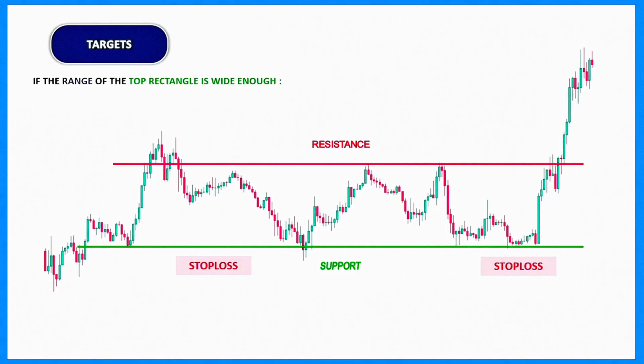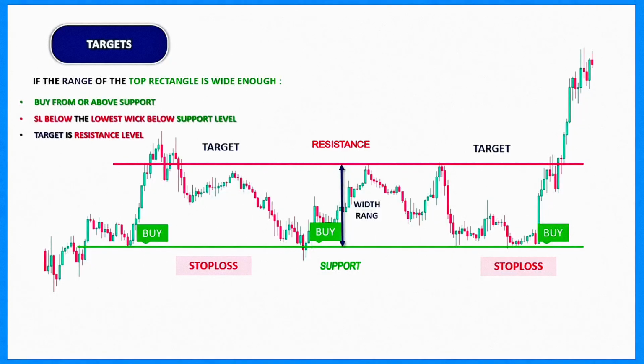There is another way traders can use rectangle patterns. If the width of the pattern is very high, you can sell at the support level and buy at the resistance level. This can be used as an intraday or swing strategy if it provides a decent reward to risk ratio. If you have a top rectangle pattern, then you can take a long entry from the bottom support level and keep your stop loss below the lowest wick or candle during consolidation. Your target will clearly be at the resistance level.